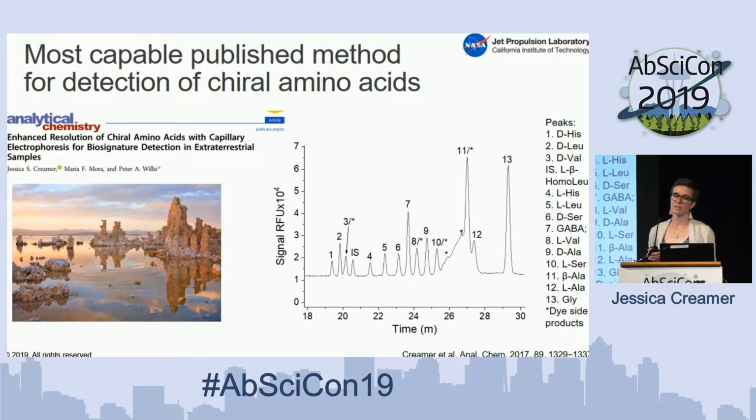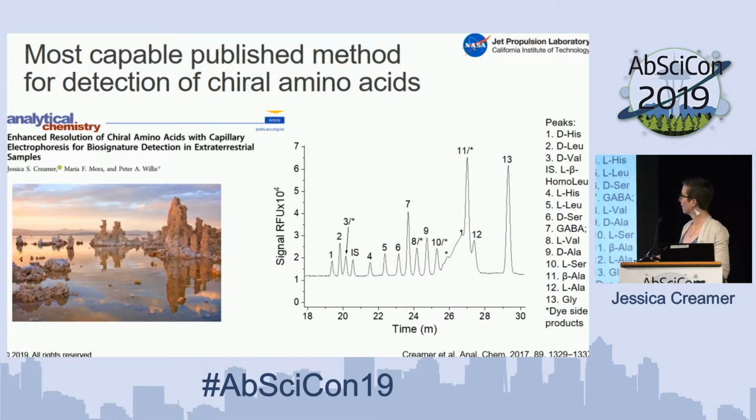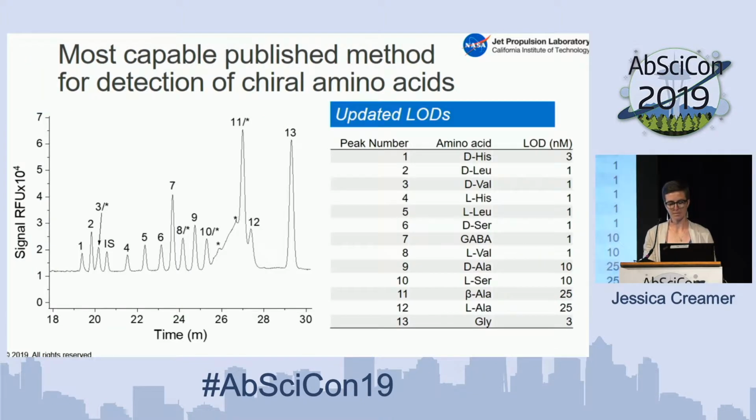This method targets the 13 most abundant amino acids found in both abiotic and biotic samples. There's a lot of overlap there, and so with these 13 amino acids, you can look for those biosignatures I talked about previously. We're also able to separate the left and right-handed versions of the amino acids for 5 different amino acids, so we can look for that chiral signature as well.